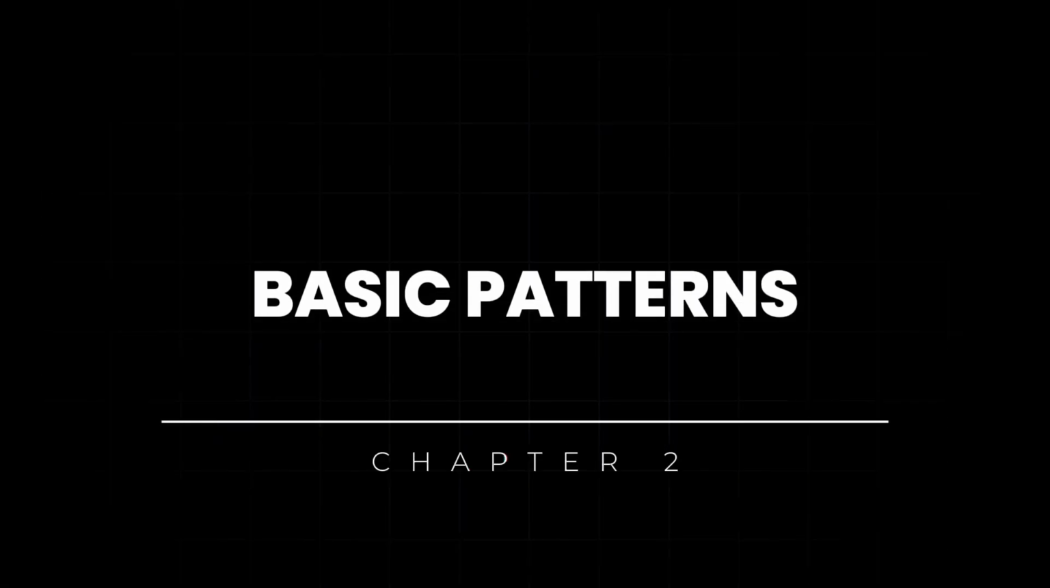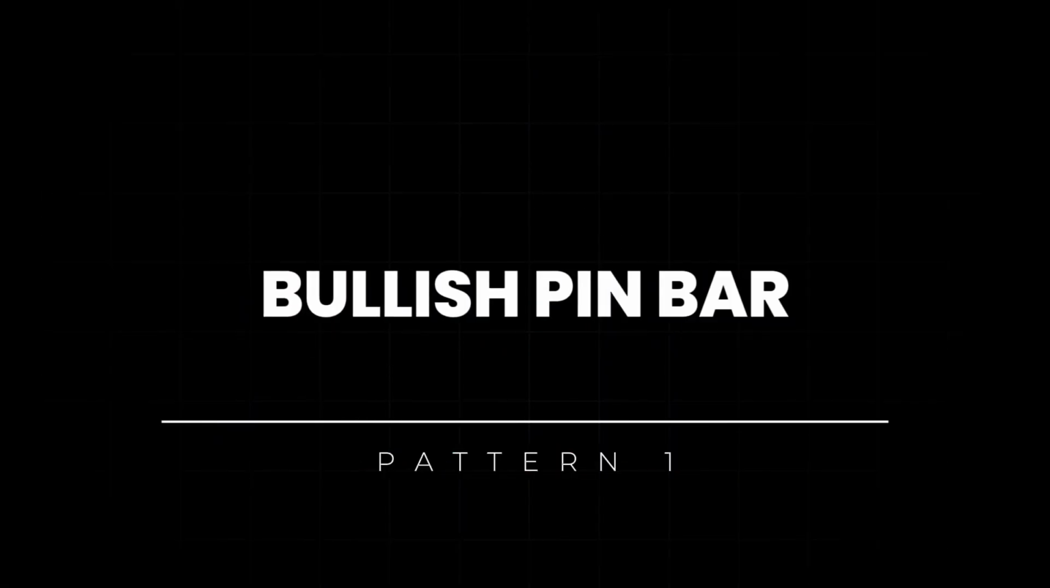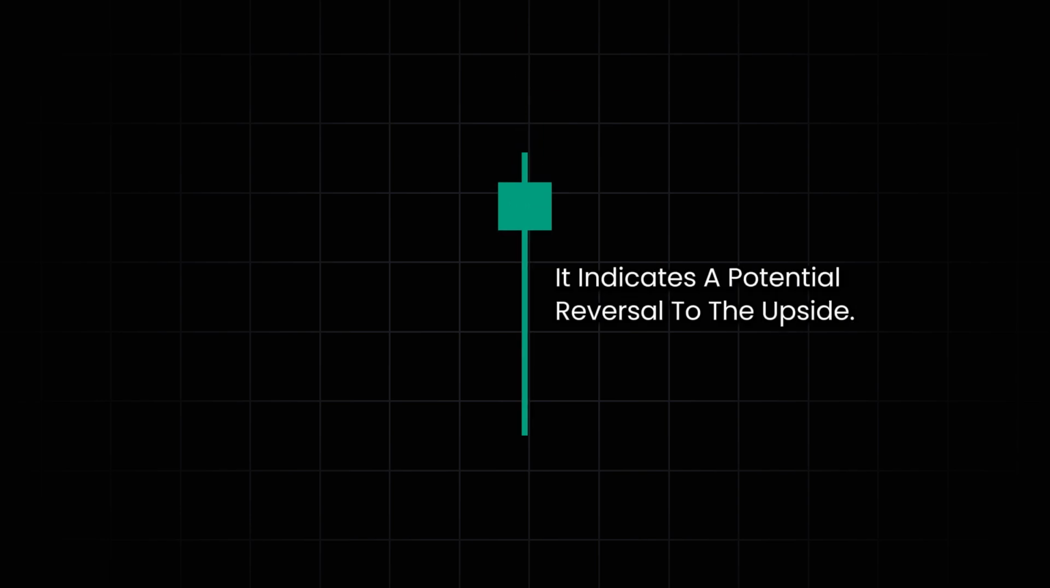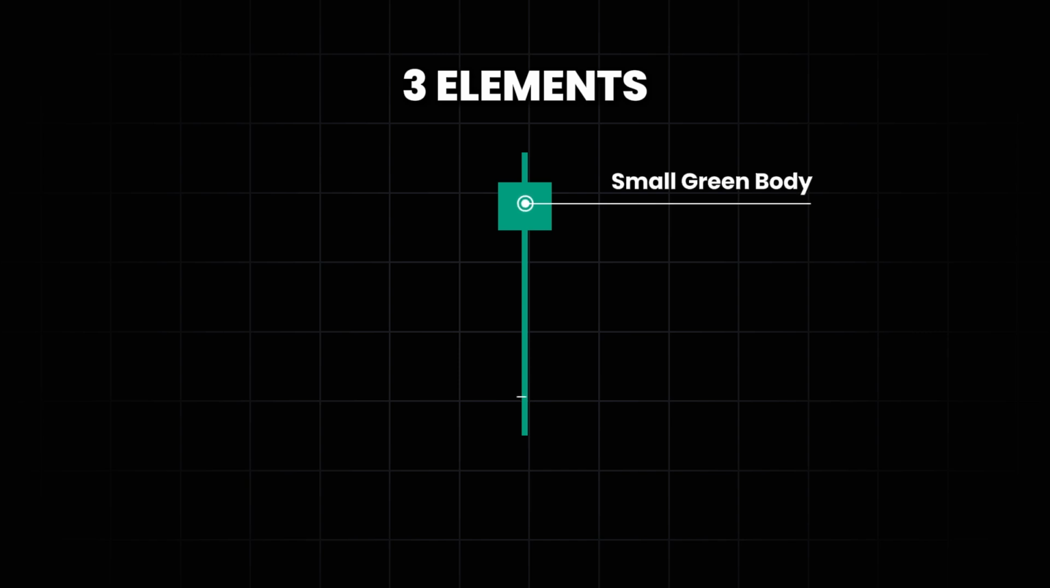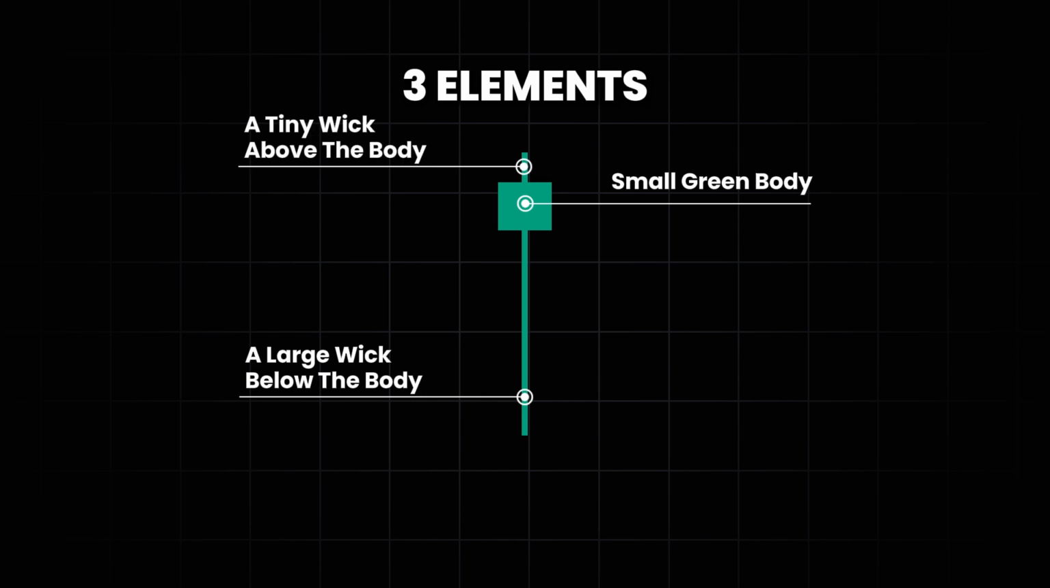Basic patterns. Pattern number 1. Bullish pin bar. A bullish pin bar is a strong reversal candlestick pattern. It indicates a potential reversal to the upside. A bullish pin bar consists of three elements: a small green body, a large wick below the body, and a tiny or no wick above the body.